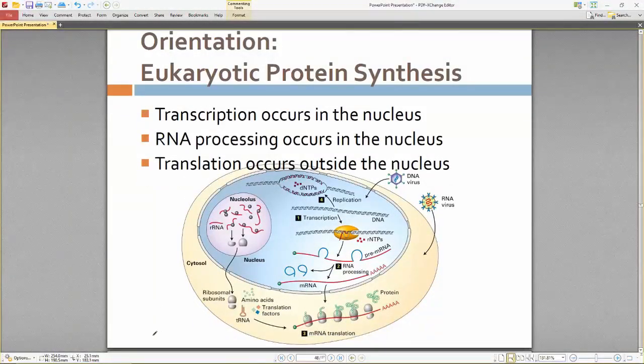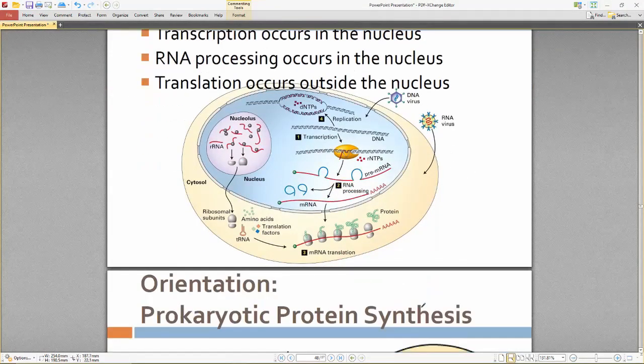So this is just to give you guys a little mental image of where eukaryotic protein synthesis actually happens. So we know that DNA replication happens in the nucleus, but transcription also occurs in the nucleus, and eukaryotes have this extra step called RNA processing that occurs in the nucleus. And afterwards, translation can occur outside of the nucleus.